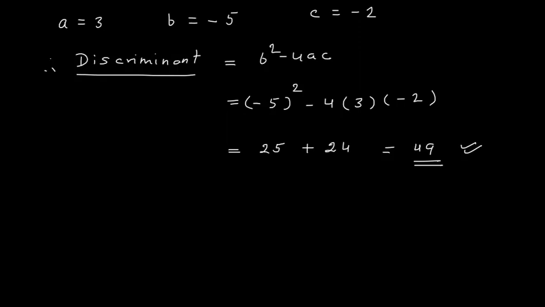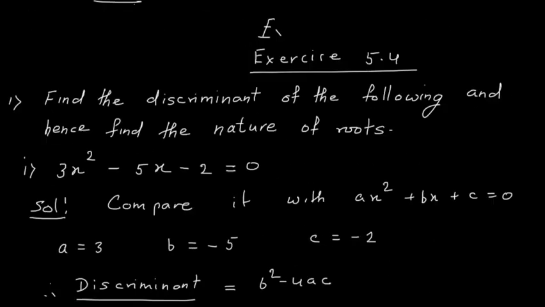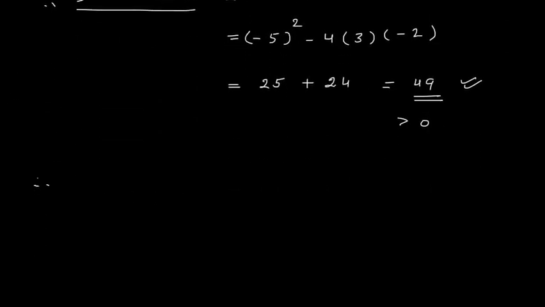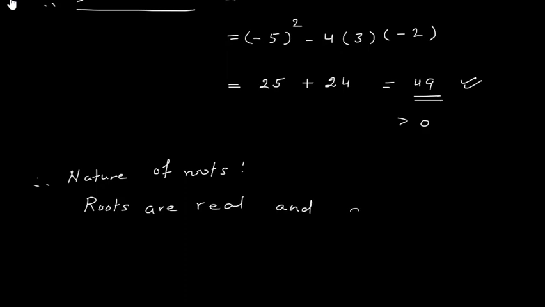Now this discriminant is greater than 0. So discriminant is greater than 0. So therefore the question is find the nature of the root. So therefore nature of roots, we will say that roots are real and different.